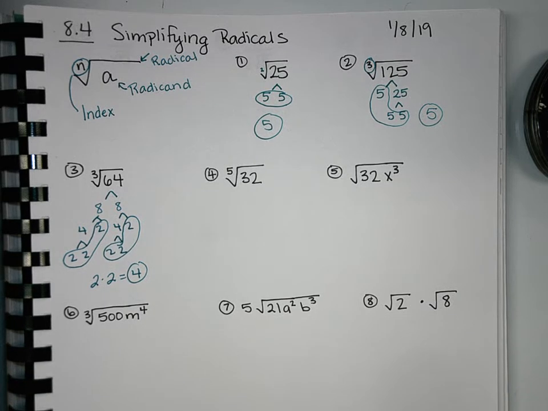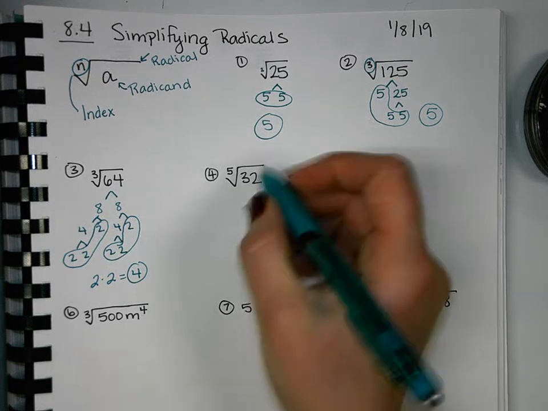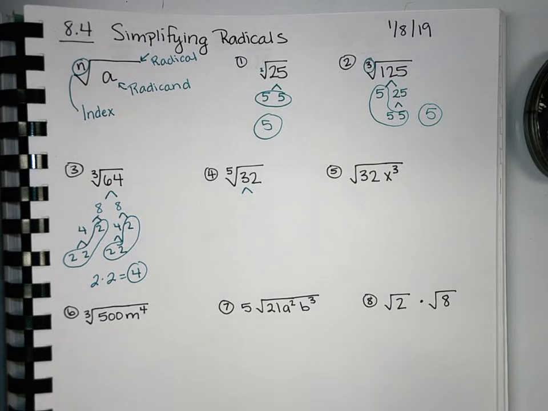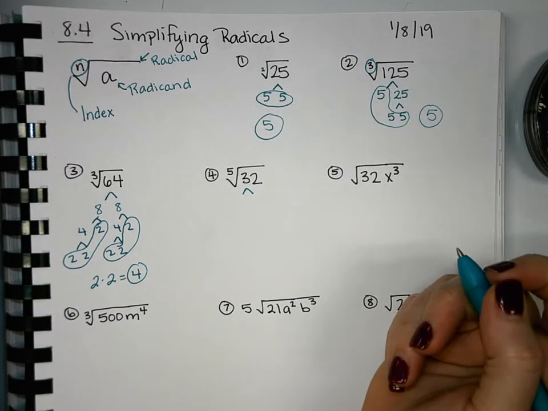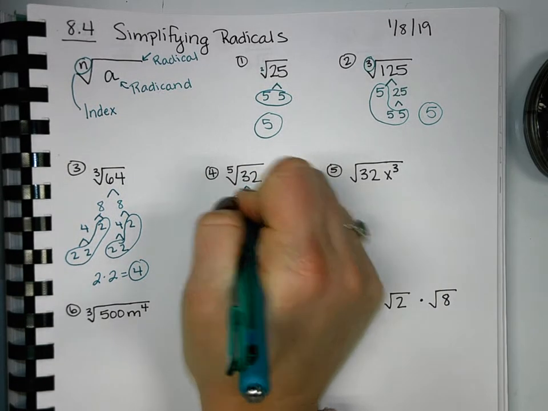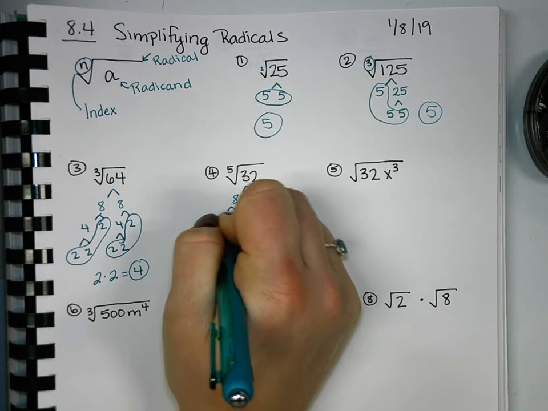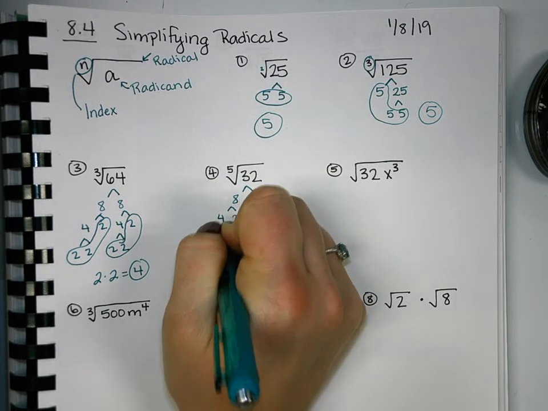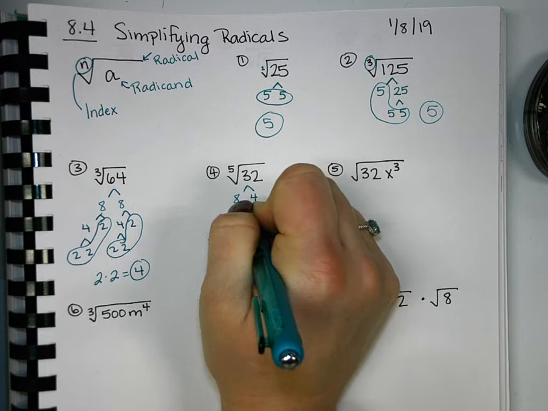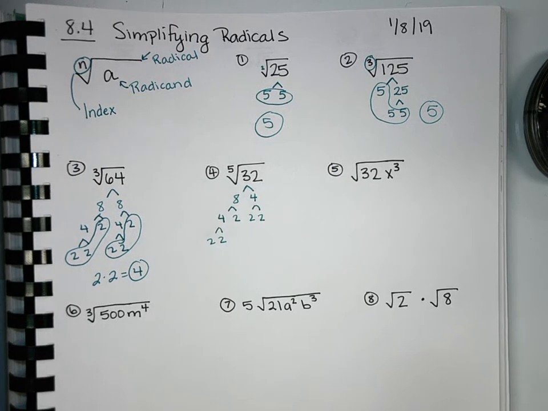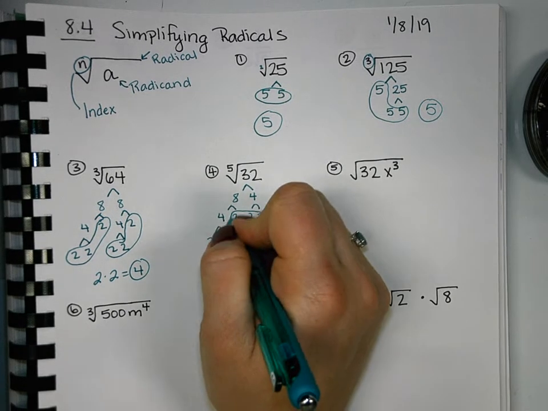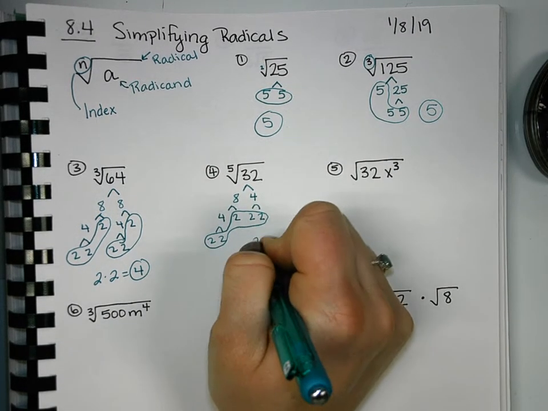So in the next one, we have a 5th root of 32. How many are we going to look for in our group? 5. So let's make our tree. What are 2 numbers that multiply to 32? 8 and 4. Okay. 8 becomes 4 and 2. 2 and 2. 4 is 2 and 2. So do I have a group of 5 of the same number? Yeah, I have this group of 5 2s. So that means it comes out as just 1 2.